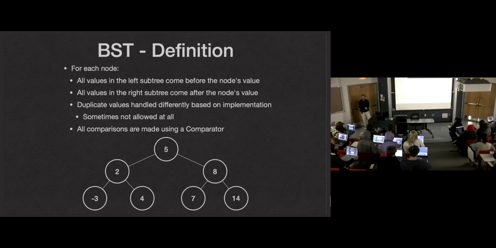Everything to the left, less than. Everything to the right, greater than. And that's a BST, binary search tree. Any binary tree can be a BST if it has these properties. And our goal for this lecture is writing a BST class that's going to maintain these properties when we're working with the tree.